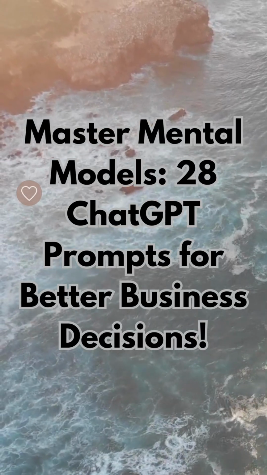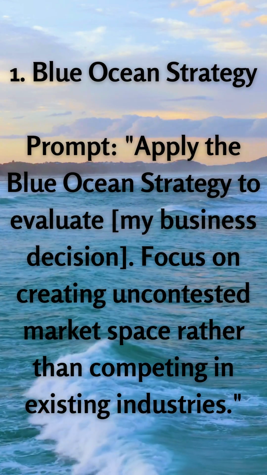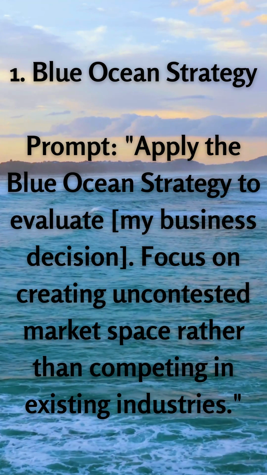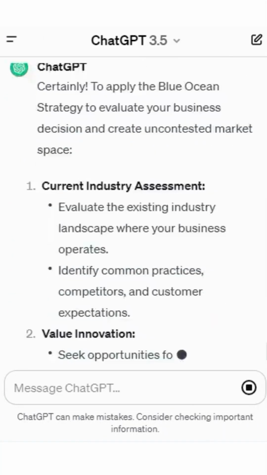Master mental models: 28 ChatGPT prompts for better business decisions. 1. Blue Ocean Strategy. Prompt: apply the Blue Ocean Strategy to evaluate my business decision. Focus on creating uncontested market space rather than competing in existing industries.